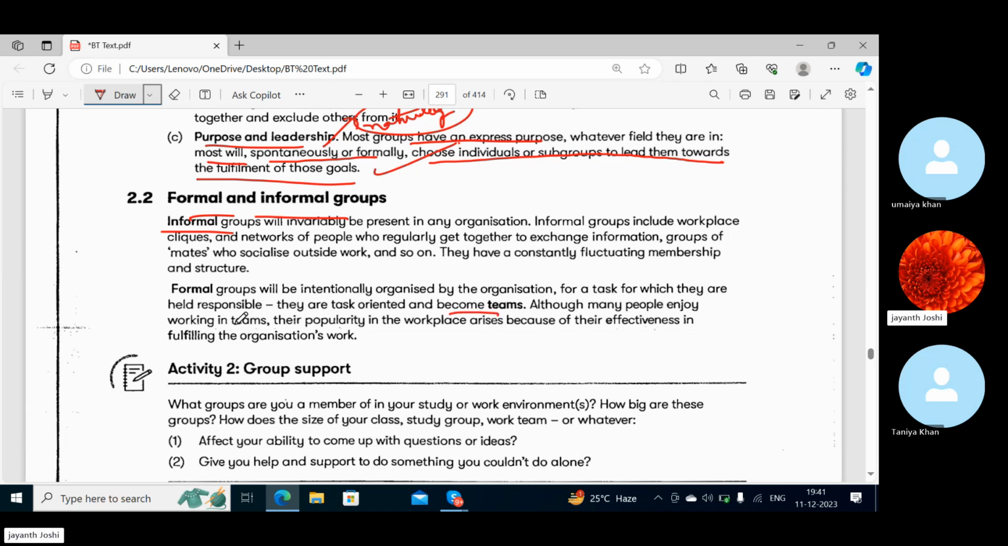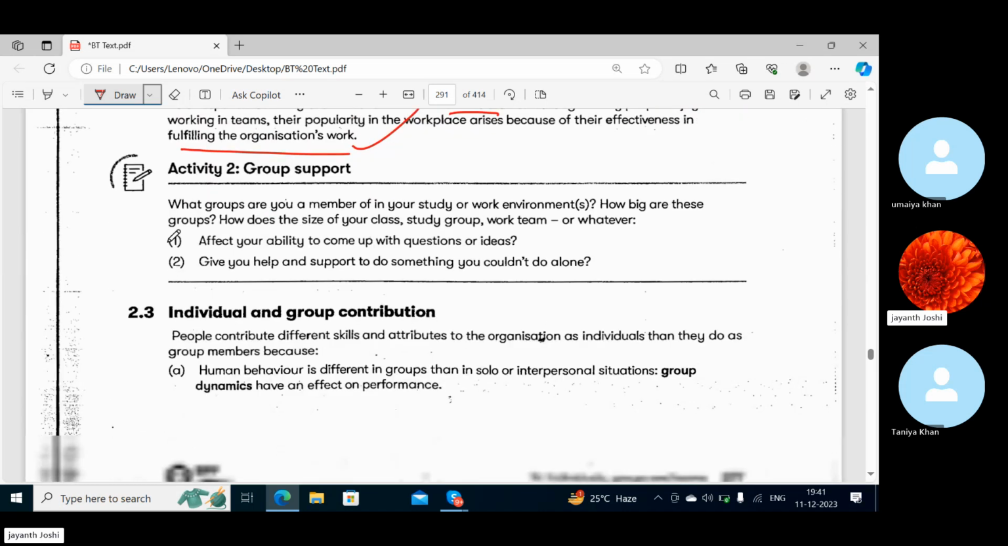Although many people enjoy working in teams, their popularity in the workplace arises because of their effectiveness in fulfilling the organization's work. This is less friendly, I won't say unfriendly, but these are people who are not so friendly. Less of gossips and grapevine and more of a focused approach. They don't want to speak anything about here and there. They only want to have one focus, that is the task.